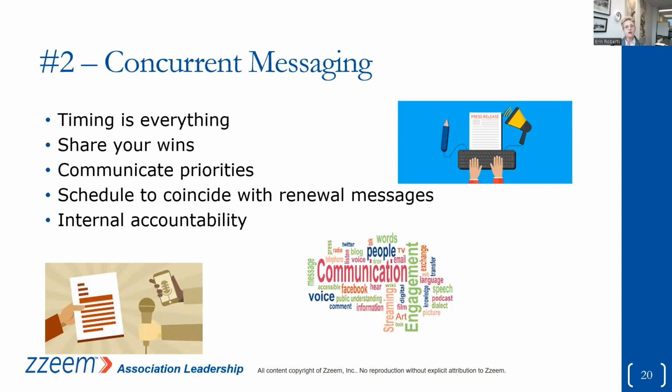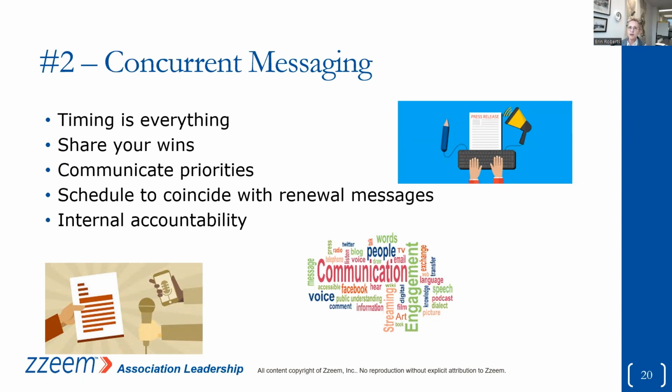Make sure that while they're getting your exhortations to renew, they're also getting messages about, hey, here are some priorities that we've got ready to go for next year. Oh, by the way, just a reminder of this win that we had this year and how we're going to be building on it and leveraging it for next year. Make sure that you've got really good messages that are coinciding in and around the time of your request for renewals. And make sure that you've got internal accountability for this messaging.